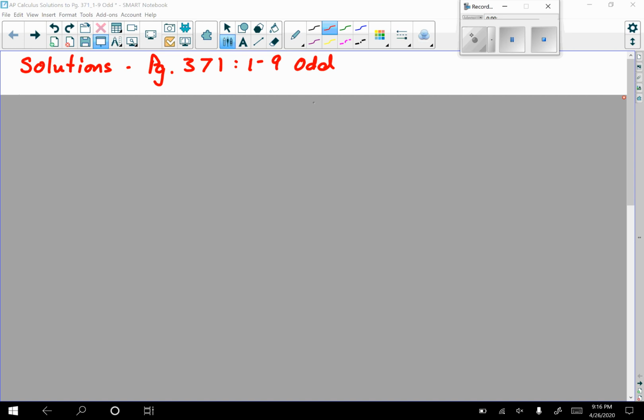Let's see how you guys did on this homework assignment. For problems 1, 3, 5, and 7, we were answering the same three parts. A, determine when the particle is moving to the right, to the left, and stopped. B, find the particle's displacement for the given time interval. And C, find the total distance traveled by the particle.